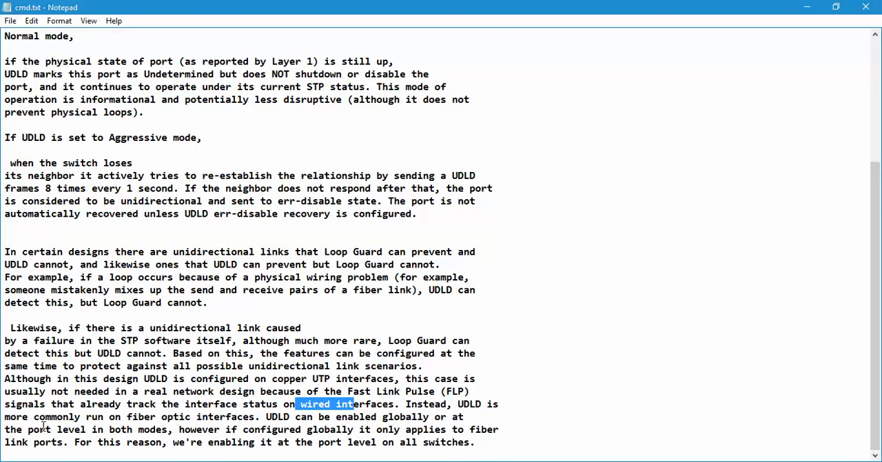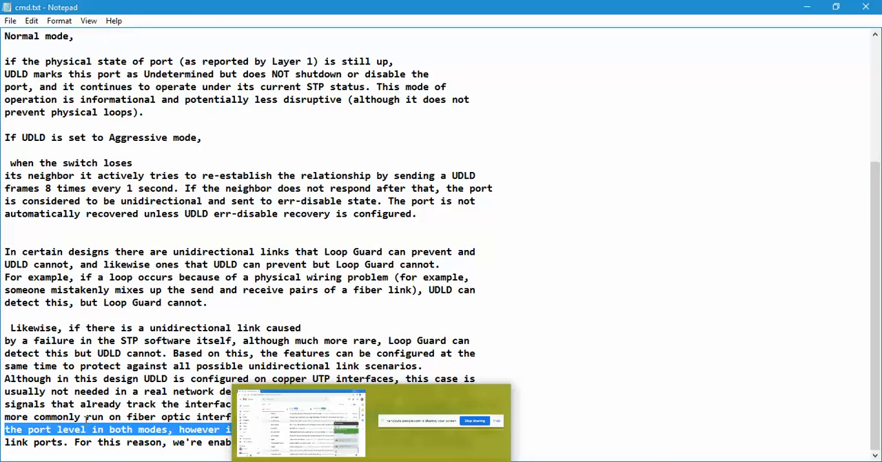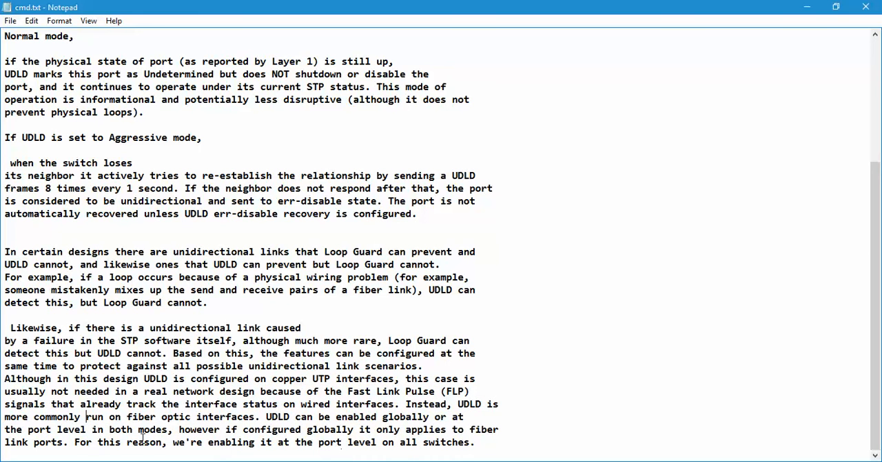Instead, UDLD is more commonly run on the fiber interface, can be enabled globally or at the port level in both modes. However, if you configure globally, it only applies to the fiber link ports. For this reason, we are enabling it at the port level on all the switches. meaning إنك لما بتشغل اليو دي ال دي بتنطبق غالبا على الفايبر انترفيسز، عشان كده احنا بنفعل الحتة دي على البورت ليفل on all the switches.